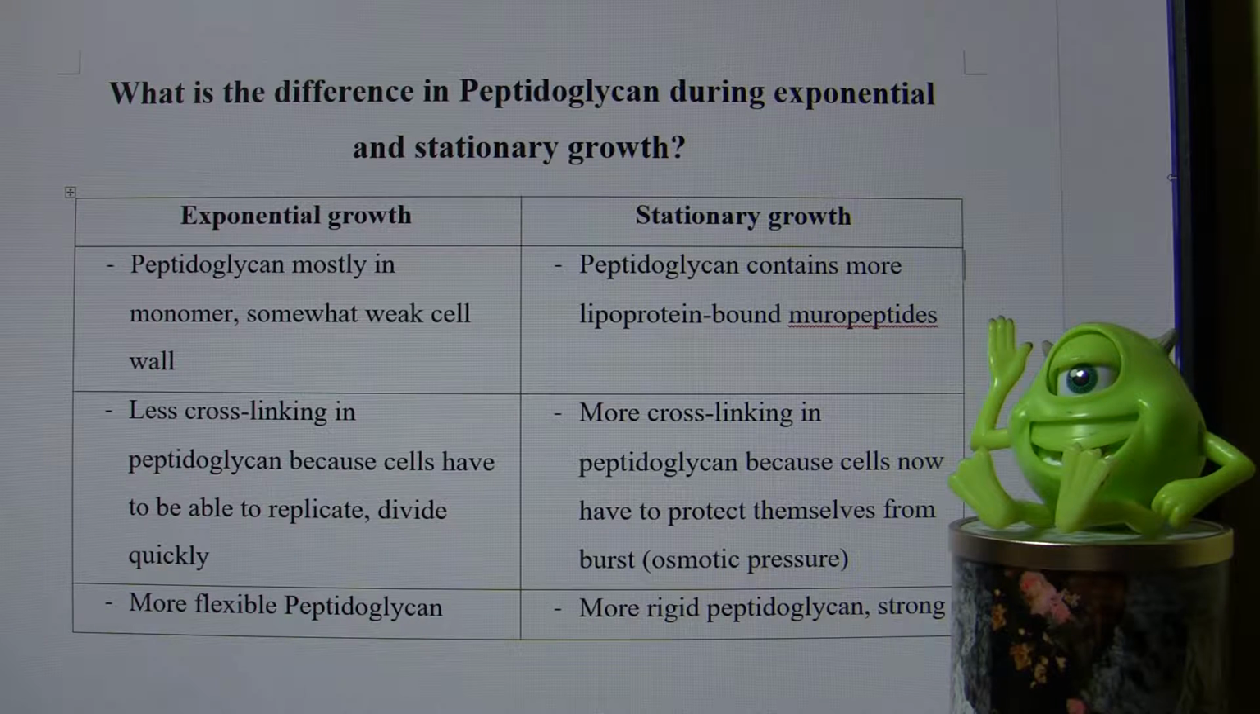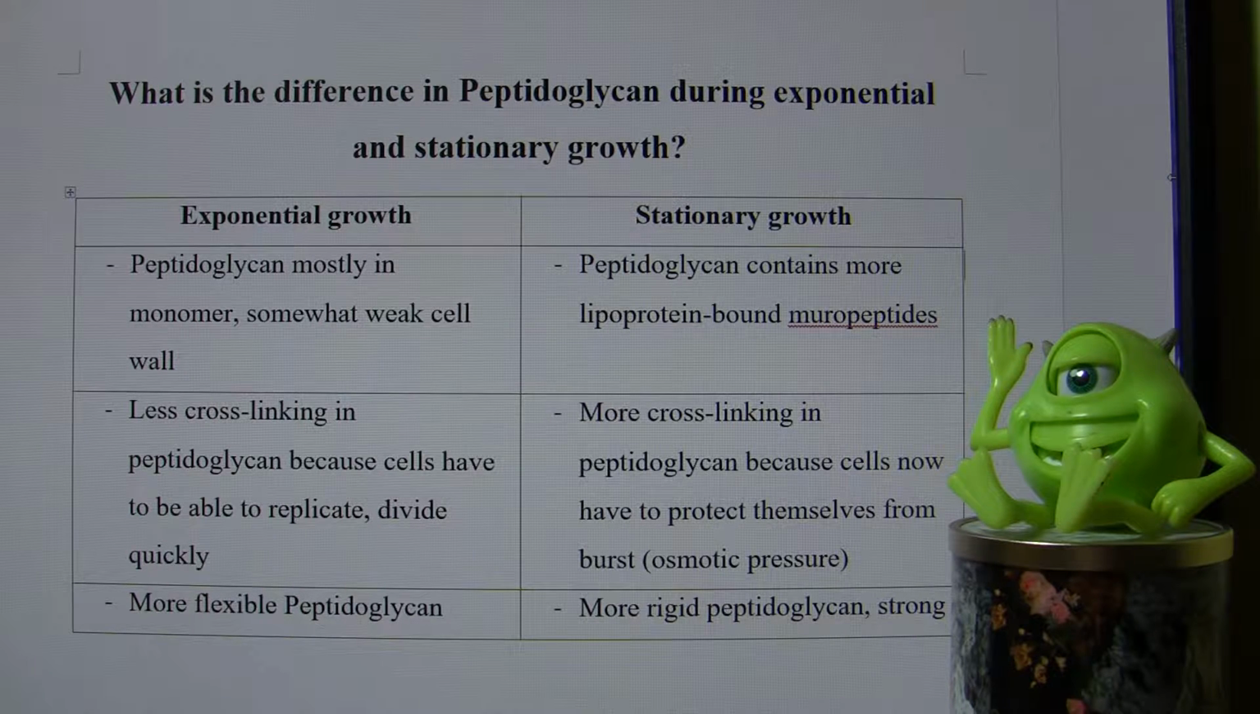So how to answer different types of questions, you'll be able to see in my video how I would answer. Maybe it could be helpful. So the first question is, what is the difference in peptidoglycan during exponential and stationary growth of microorganisms?